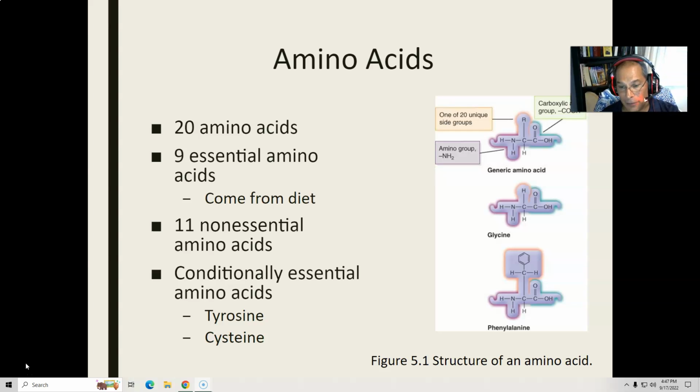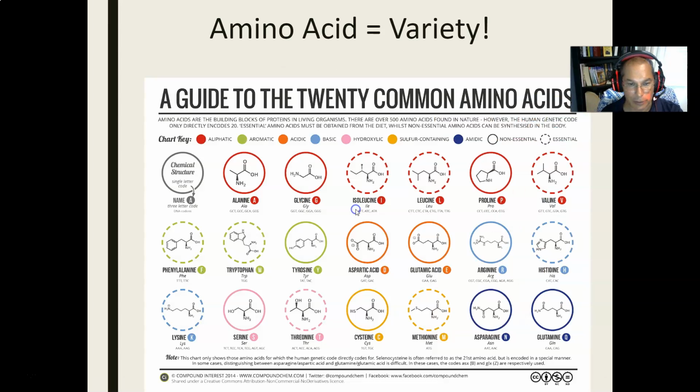We need 9. Now, other animals may only need 7. It just depends on the species, etc. But we need 9 essential amino acids. I'm not going to have you learn their names, and that's a great thing to learn in biochemistry class.